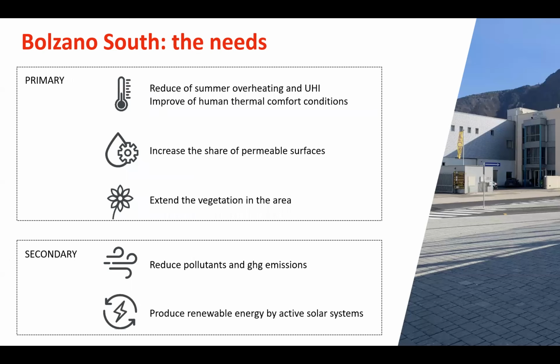So these are the main objectives and the main needs that should be pursued in Bolzano Sud. Obviously, the main two are fighting urban heat island and overheating, and increasing the share of permeable surfaces. But there is also the need for vegetation because there are no green areas, and for the reduction of pollutants and emissions, because the main connections from the city to the region are crossing Bolzano South.